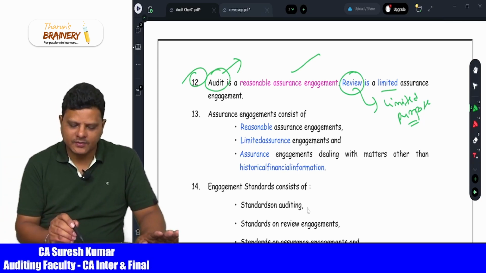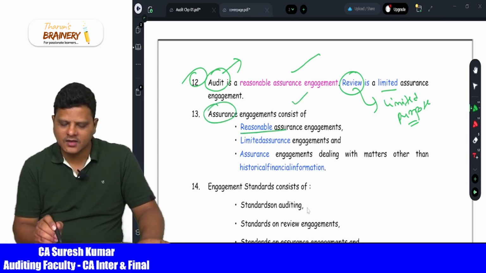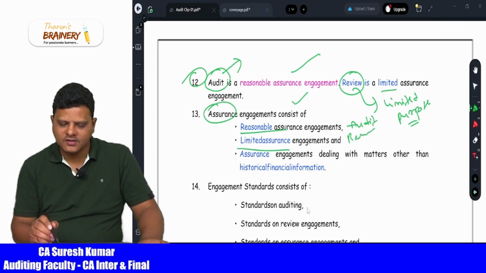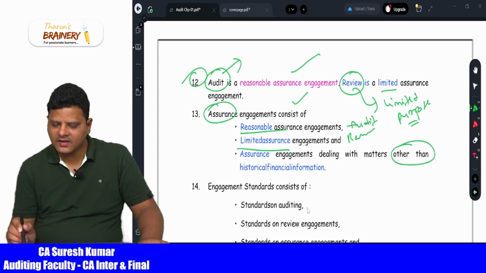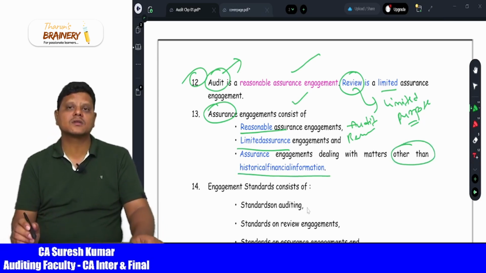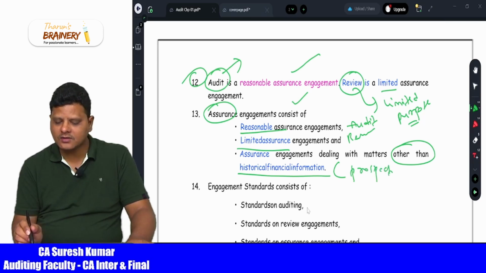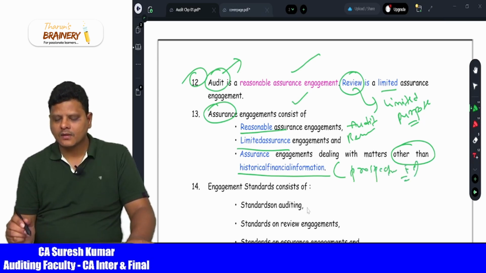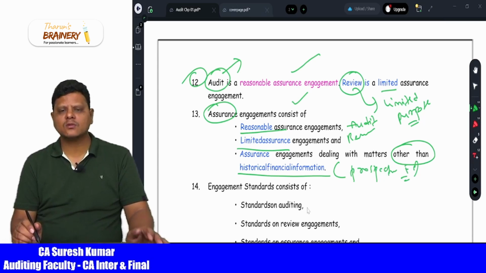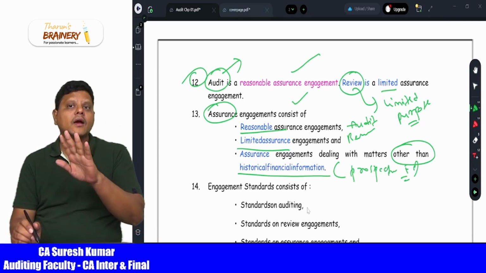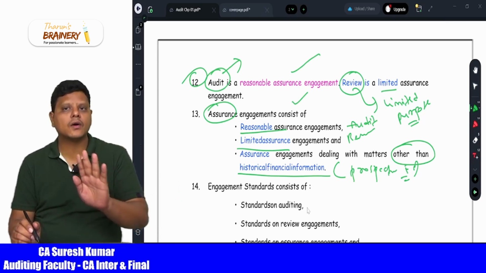Then assurance engagements are of the following types. Assurance engagements may be reasonable assurance engagements, which is for the audit, limited assurance engagements, which is for the review, and assurance engagements dealing with matters other than historical financial information. Other than historical means what? It is about the prospective financial statements. So auditor may give a report about the prospective information also, but it is not an audit report.